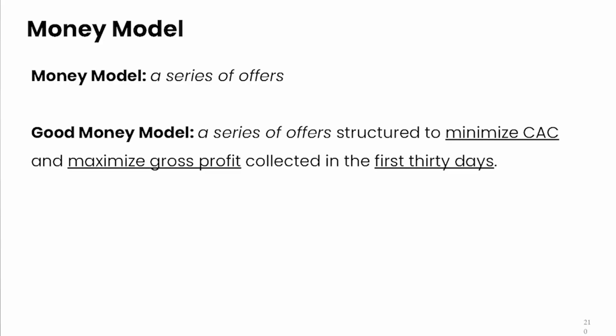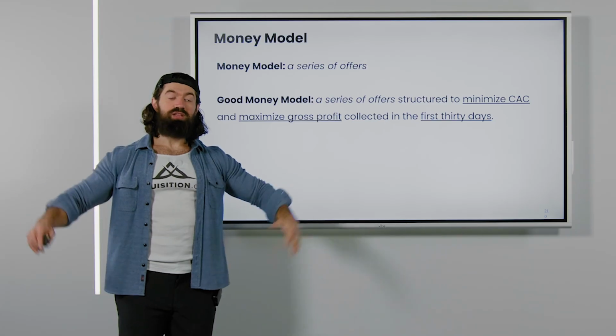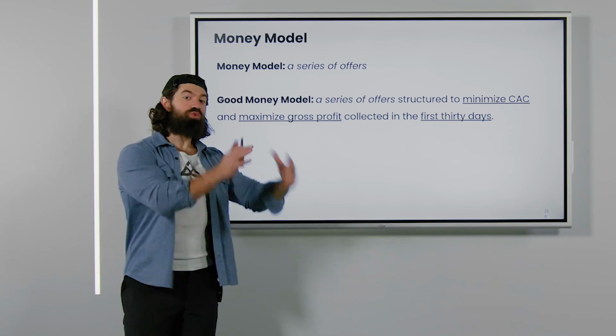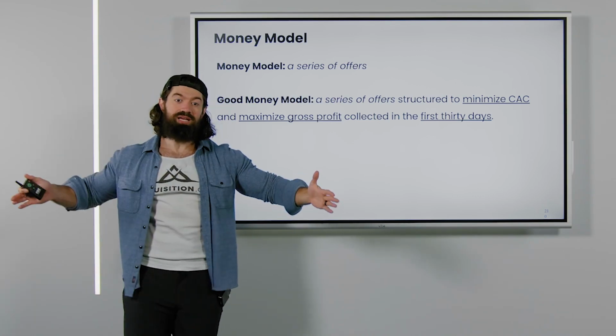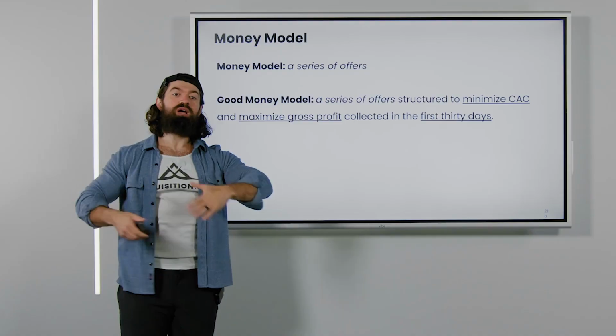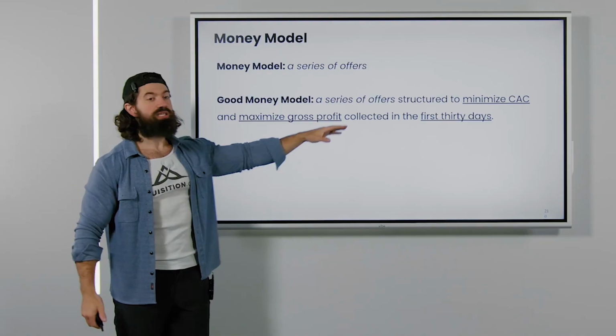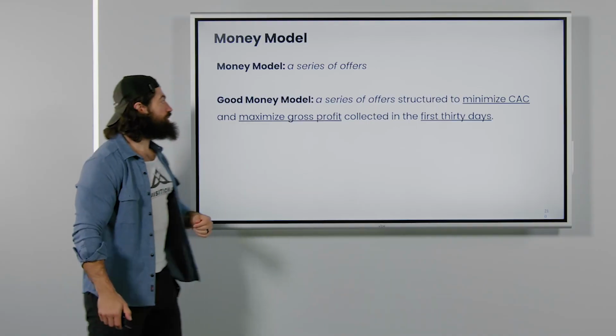All right. So a money model is a series of offers. That's it. The reason I had to start with the offers book before talking about the money model book is that an offer is one unit. A money model is sequencing these things, is putting them in a series of offers deliberately to maximize gross profit collected in the first 30 days. So I will say this all together.